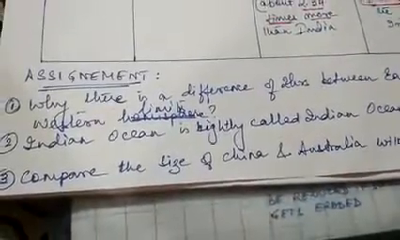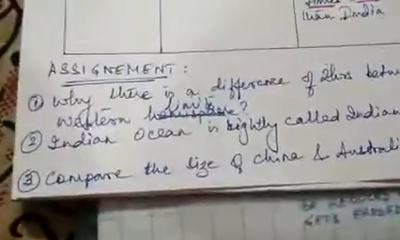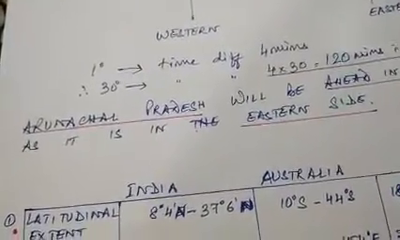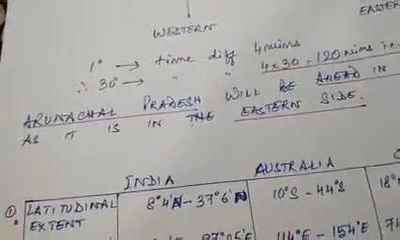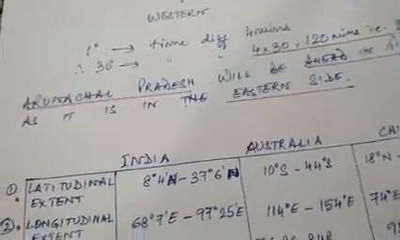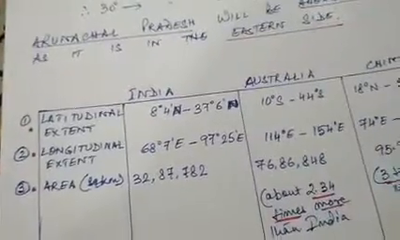And second, the Indian Ocean is rightly called the Indian Ocean. Justify the statement. Third, compare the size of China and Australia with that of India. So, completing these questions, you will be able to sum up the entire chapter within these 5 questions. These questions are your assignments which you need to submit once the school reopens.